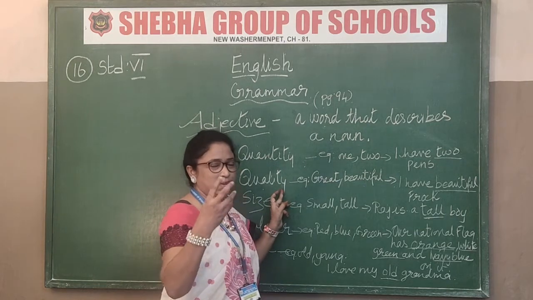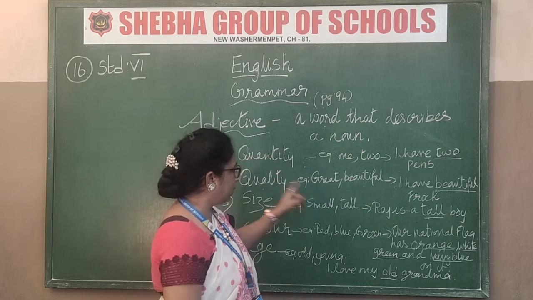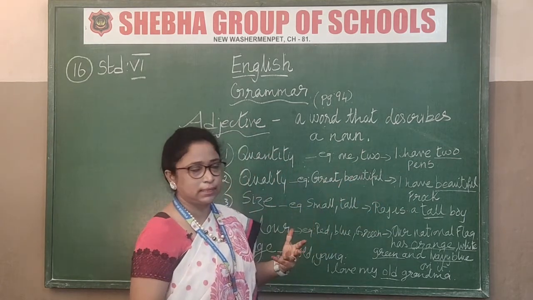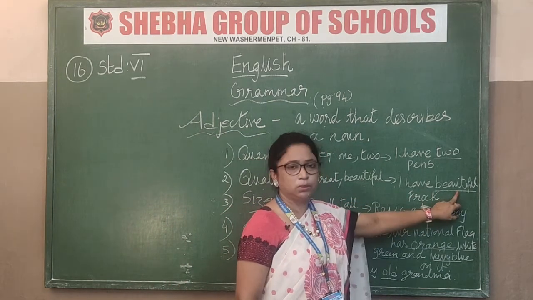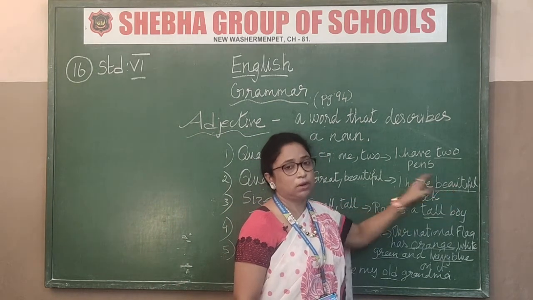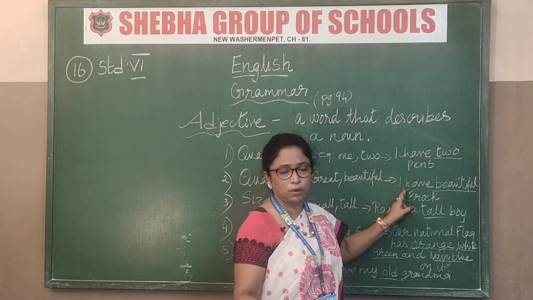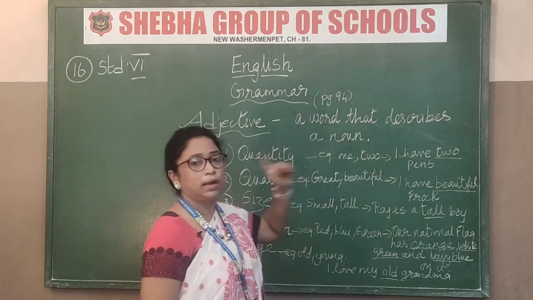Quality, that is, what kind of quality does that person possess? For example, great, beautiful, wonderful, fantastic, all these kinds of words are adjectives. See, for example, I have a beautiful frock. So beautiful is the quality of that frock. How beautiful is that frock, what kind of a frock is it? It's a beautiful frock. Okay, got that? That is also an adjective.